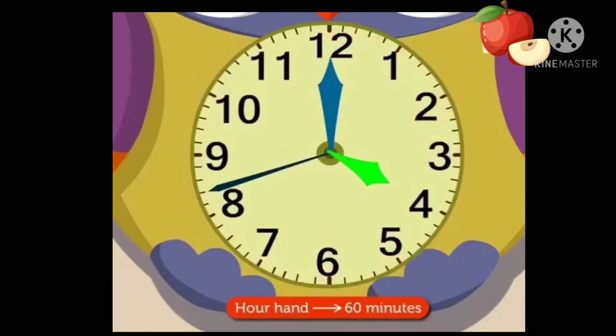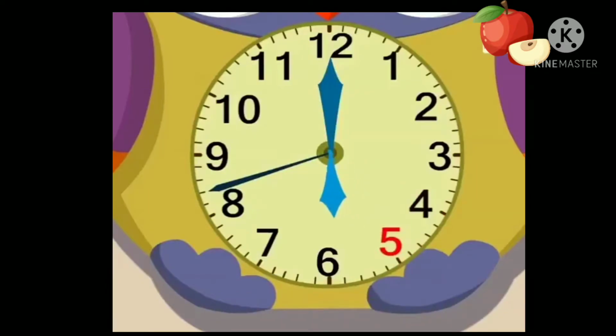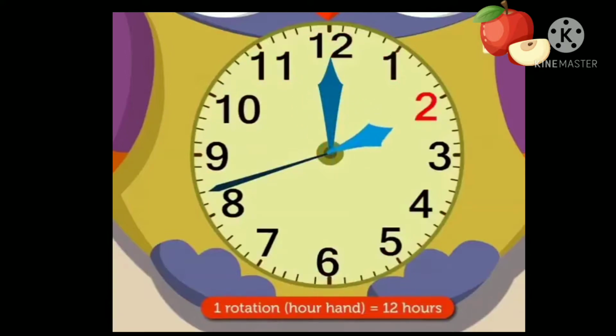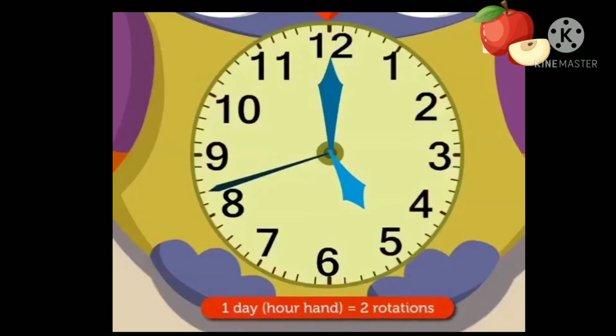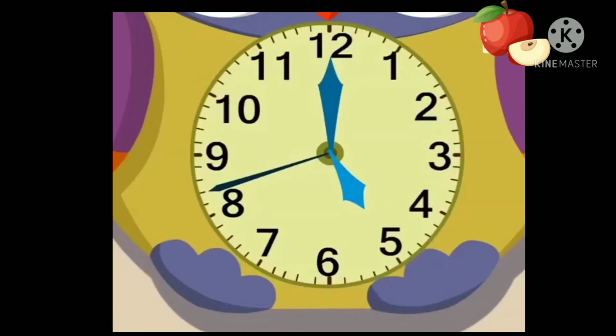An hour hand moves from one number to another in 60 minutes. It completes one rotation in 12 hours. Therefore, in a day, it rotates twice. There are 60 markings around the face of the clock. These markings tell us the time in minutes and seconds.